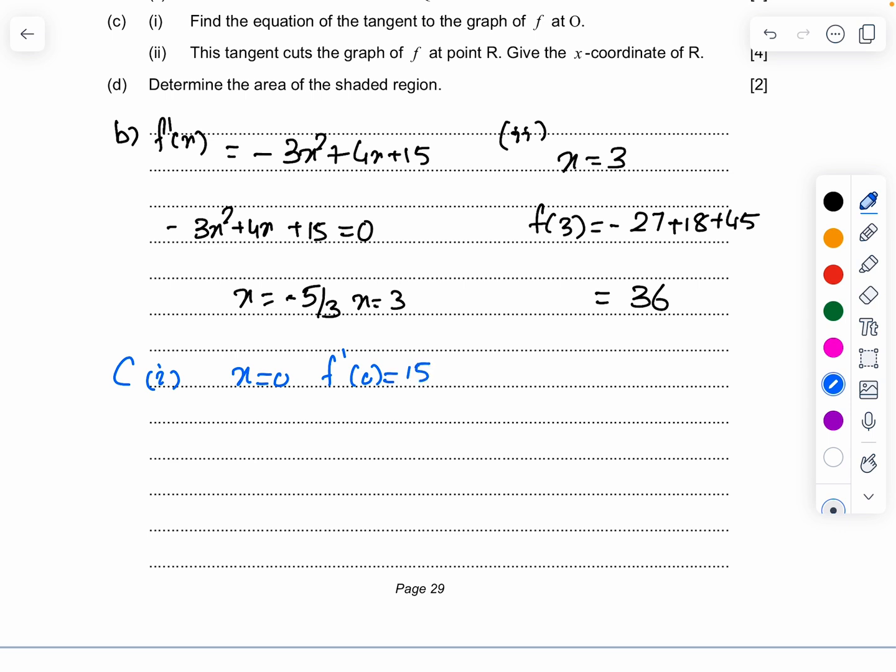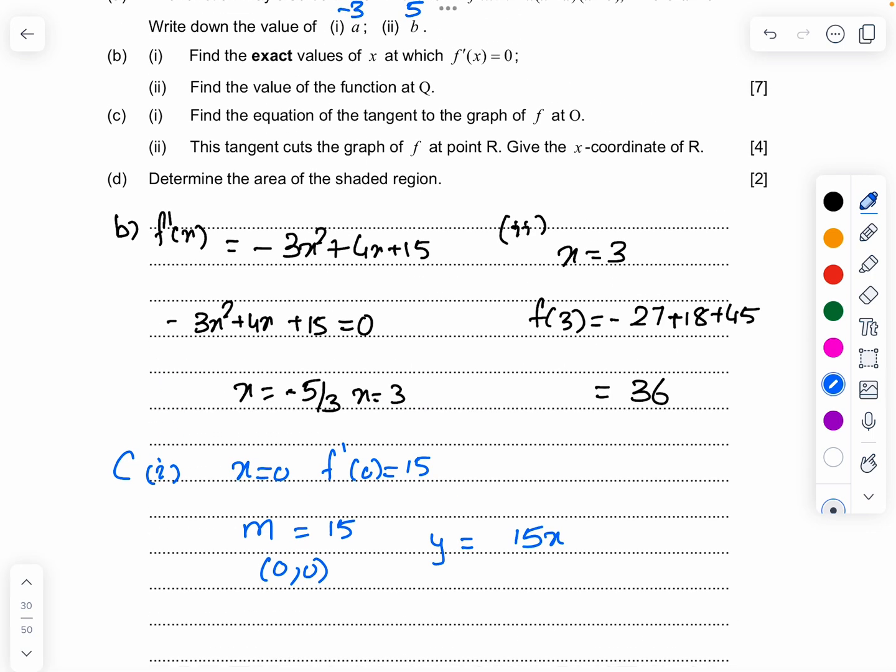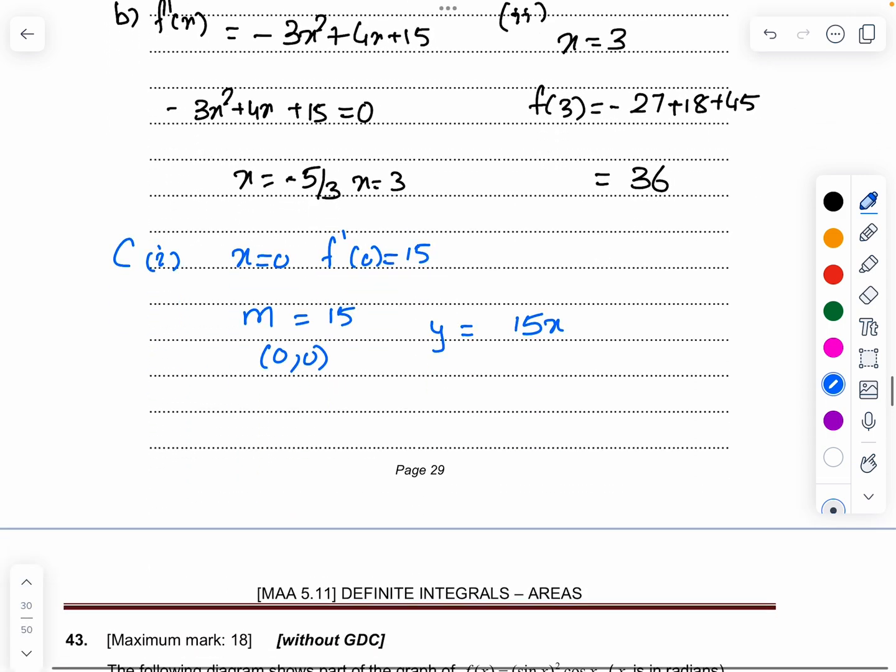So the gradient of the line will be equal to 15. But it is passing through (0, 0), so the equation will be y equals 15x. This tangent cuts the graph of f at R. Find the x coordinate of R.